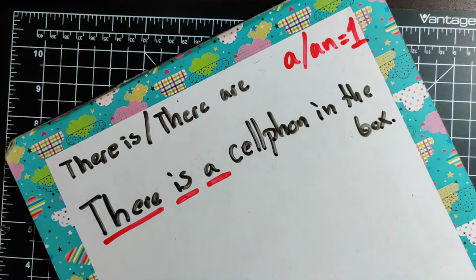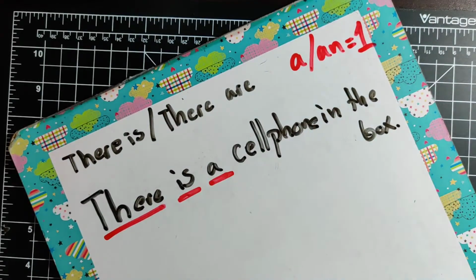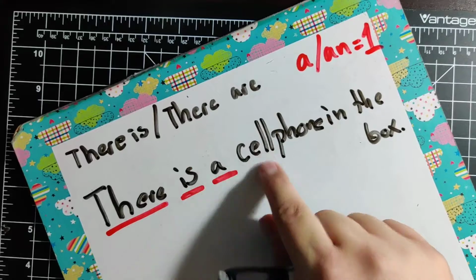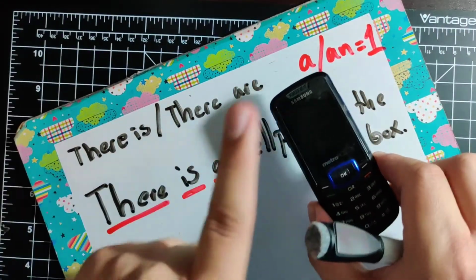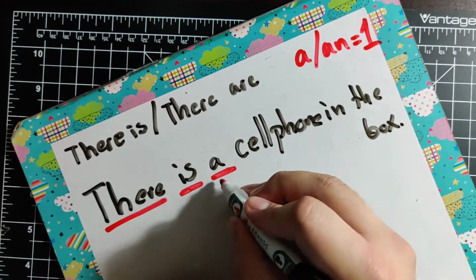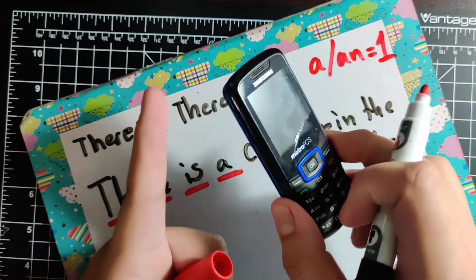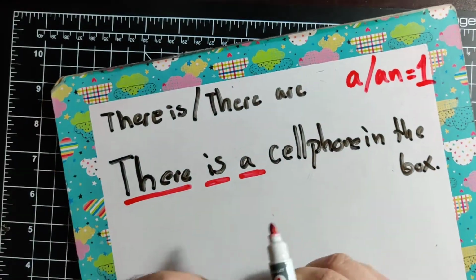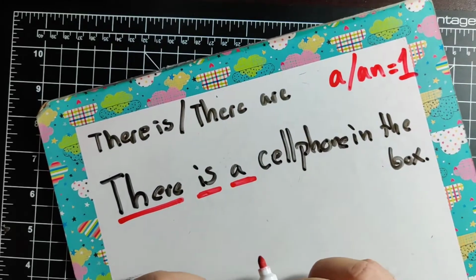For example, here, I messed up once again. Sorry, I'm writing fast. We're talking about how many cell phones? 1. So since it's just one cell phone, that's where we put a cell phone. Okay? A cell phone. So there you go. There is a cell phone in the box. Okay?